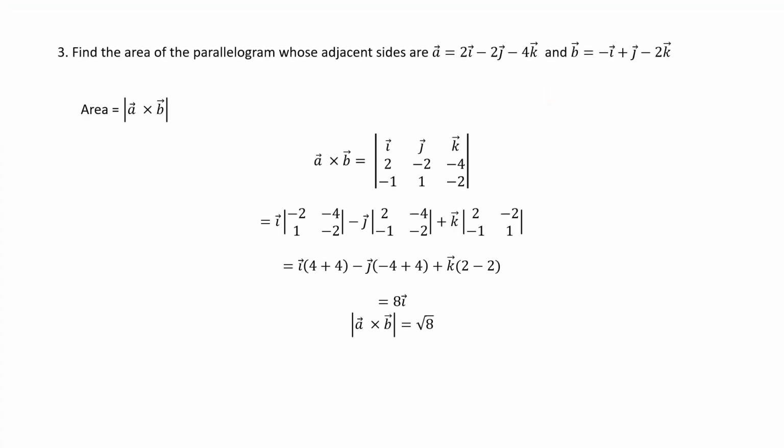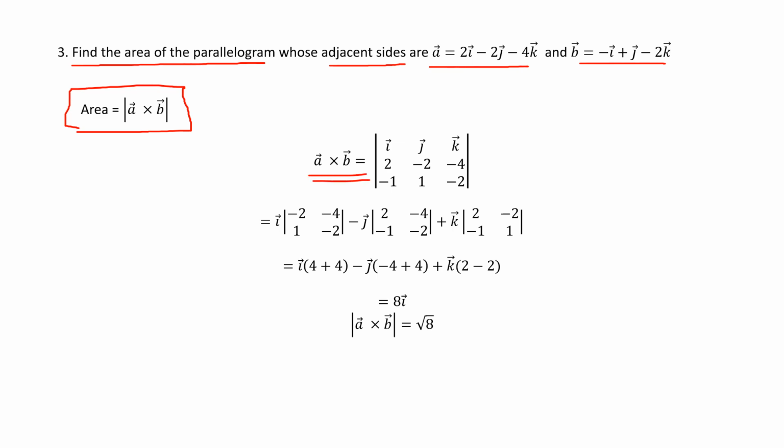Let us see one question. Find the area of the parallelogram whose adjacent sides are given by a vector equal to this, b vector equal to this. Okay, so it's very simple. We know that the area of the parallelogram is nothing but the magnitude of a vector cross b vector. So what do you do? First step, you have to calculate the cross product between a vector and b vector.